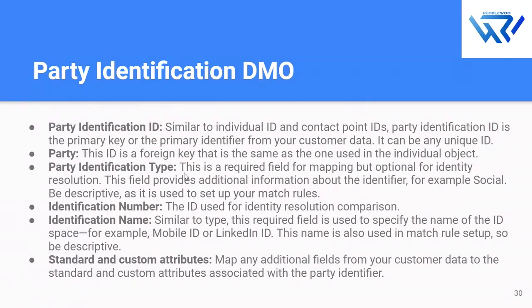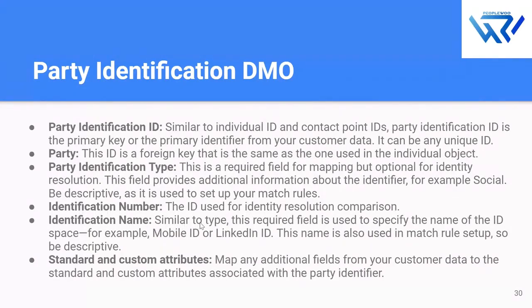Then Party Identification Type. What kind of party is it? Is it a person who has made a purchase, a customer, a transaction, or a doctor, or an engineer, or a supplier, or a service agent, an insurance agent? So you have to define the Party Identification Type there. Then Identification Number. This identification number is the ID used for identity resolution comparison.